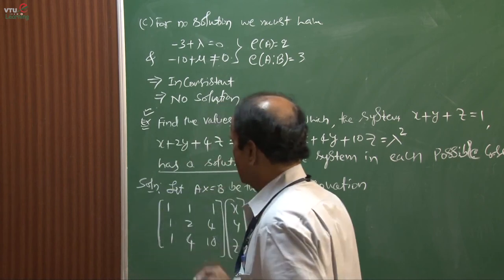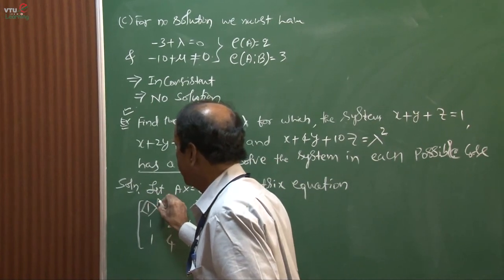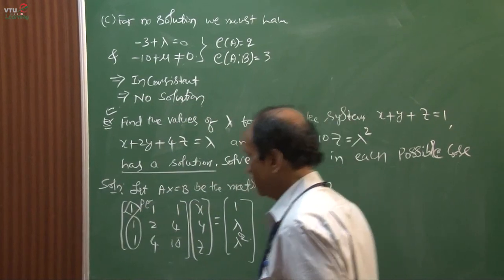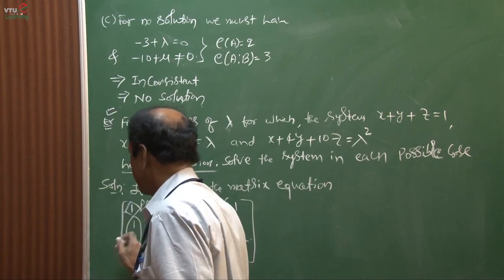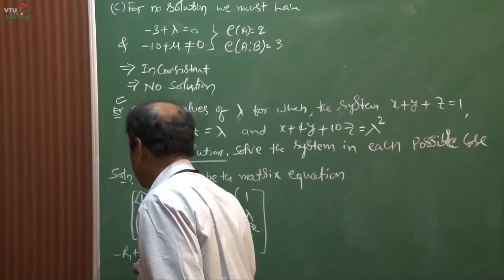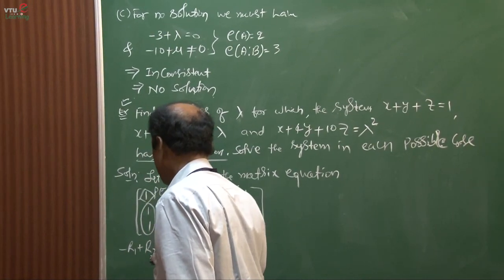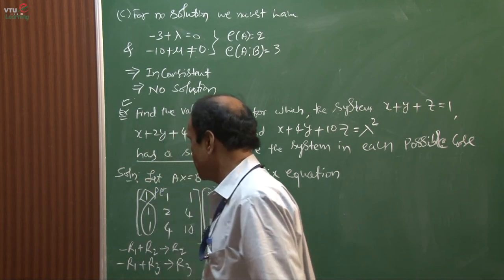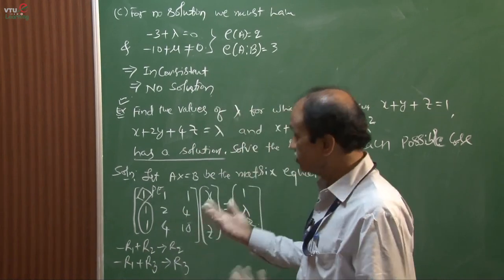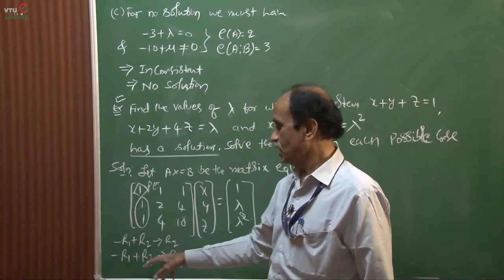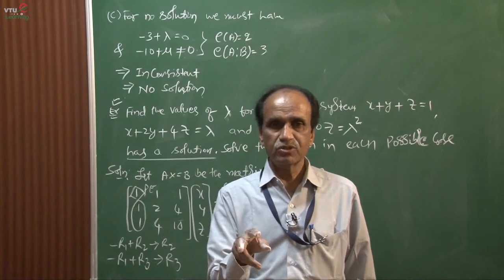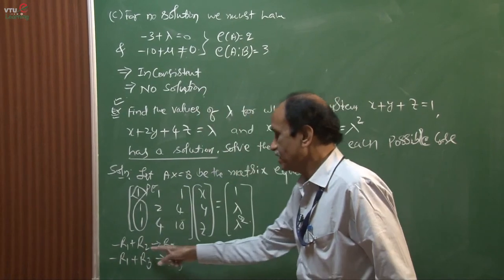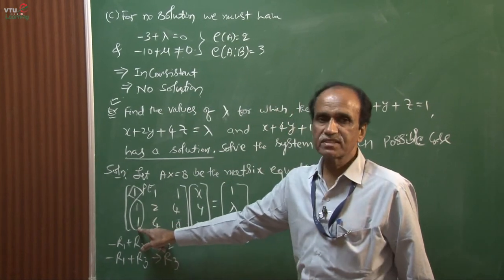Now this is called the pivotal element, a non-zero number, PE. Then these two elements below it we must make zero. I can take minus R1 plus R2 affecting R2, and minus R1 plus R3 affecting R3. This is one choice. Another choice you can take is R1 minus R2 affecting R2, and R1 minus R3 affecting R3. Then we can expect these two column elements as 0, 0.